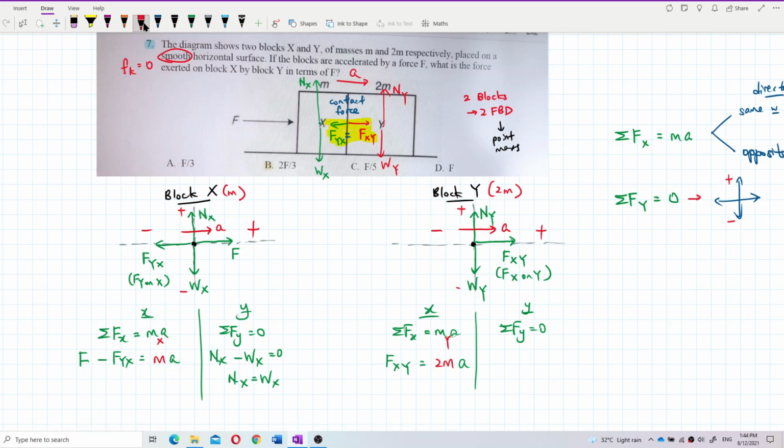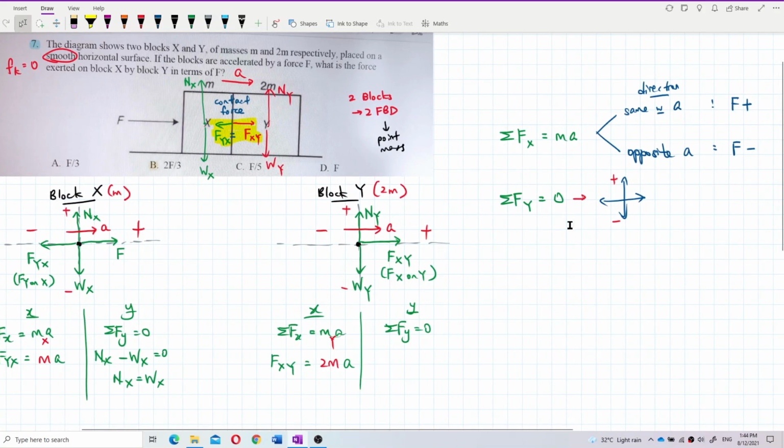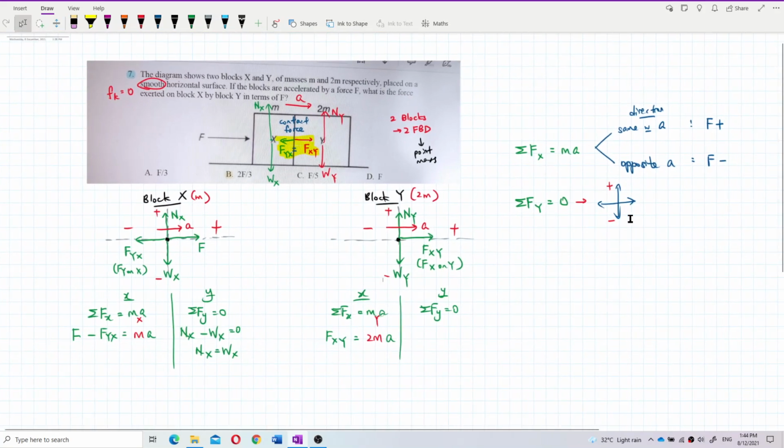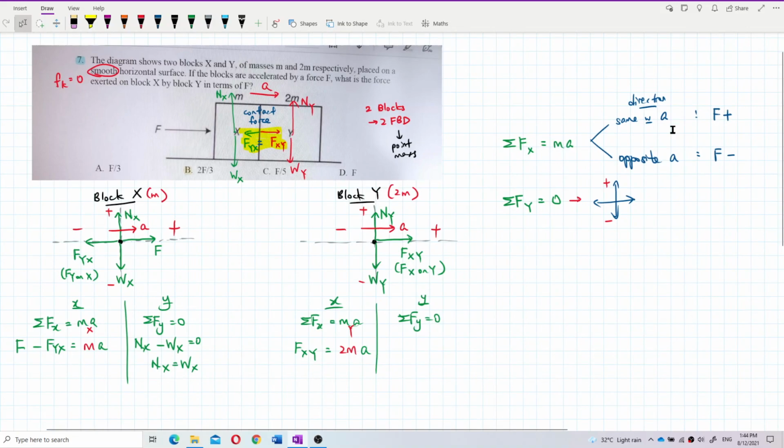No acceleration to compare. Just take going up positive, going down negative. Okay, like what I'm saying here. If you got acceleration, you need to compare with acceleration: same direction as acceleration is positive, opposite acceleration is negative. That's all. Okay, so this one is Ny minus Wy.